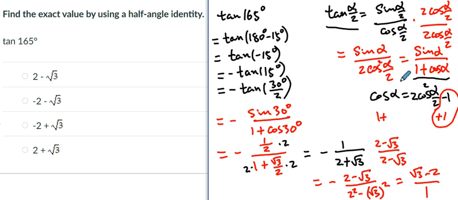You can just plug in the value. Here is 30 degrees, 30 degrees over 2. And here is 30, you plug in here. And here is 30, you plug in here. Right away, you get the answer. Sine 30 degrees is 1/2. Cosine 30 degrees is radical 3 over 2.